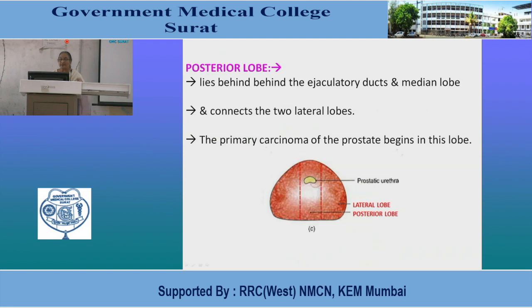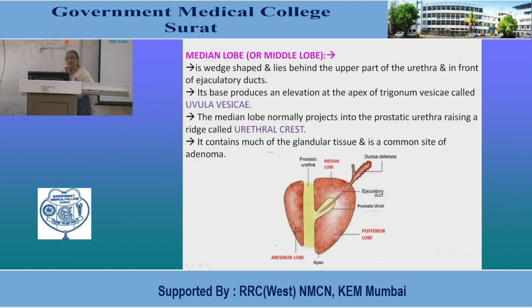Now the posterior lobe, you can see on the surface, lies behind the ejaculatory duct and the median lobe, as we have seen in the previous diagrams, and connects the 2 lateral lobes. Primary carcinoma of the prostate gland commonly begins in this posterior lobe. Now the median lobe or middle lobe is wedge shaped. This is the posterior lobe and this is the median lobe. It lies behind the prostatic urethra, in front of the ejaculatory duct. Its base produces an elevation at the apex of the trigone vesicae called the uvula vesicae.